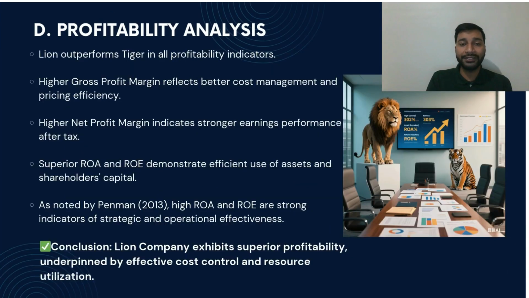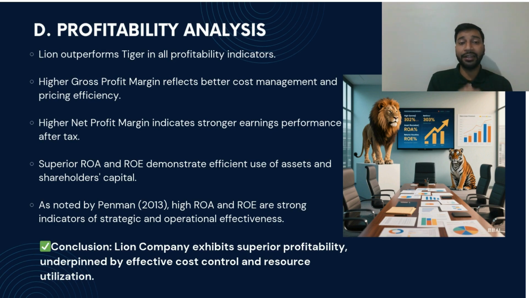Now I will move to the second slide. So in all these four indicators, Lion Company basically outperforms Tiger. A high gross profit margin suggests that Lion manages its production and sourcing costs more effectively. A stronger net profit margin shows Lion is better at converting revenue into real earnings.